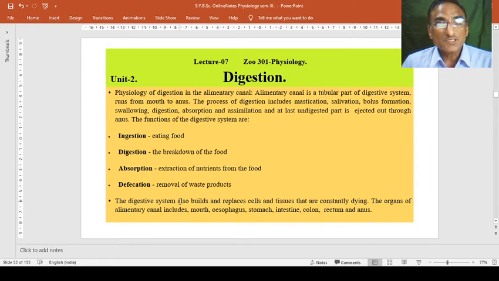The digestive system also builds and replaces the cells and tissues that are constantly dying. The organs of the alimentary canal include mouth, esophagus, stomach, intestine, colon, rectum, and anus. As usual, the digestive system is completed with the alimentary canal and the digestive glands. Both of these together form the digestive system.